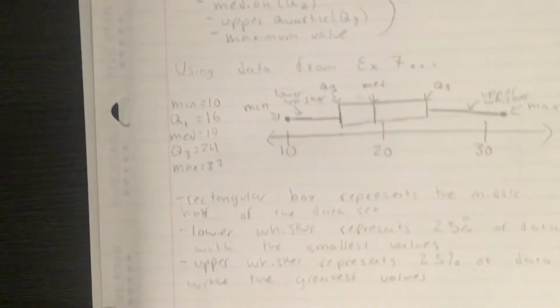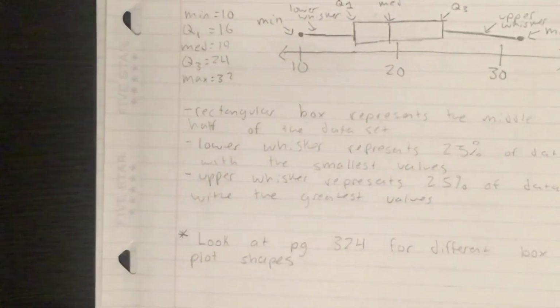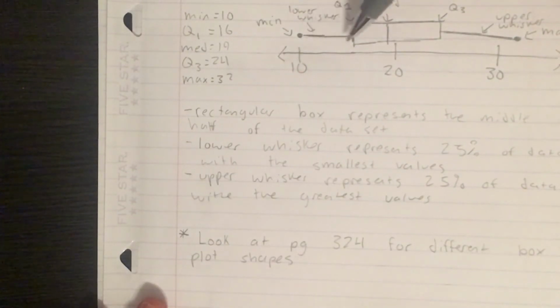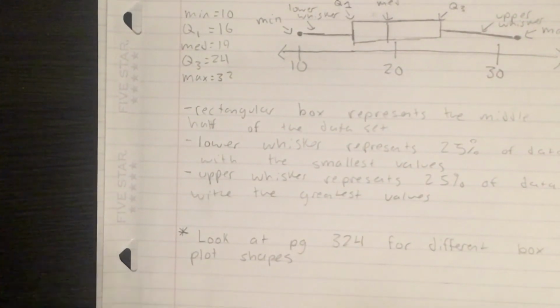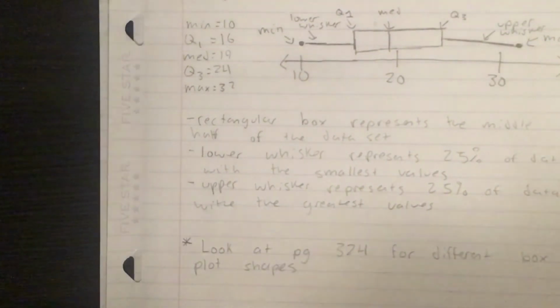A couple things there. I talked about that box representing the middle half, the middle 50% of the data. The lower whisker over here represents the 25% of the data with the smallest values. And the upper whisker here, past Q3, is the upper 25% of values.